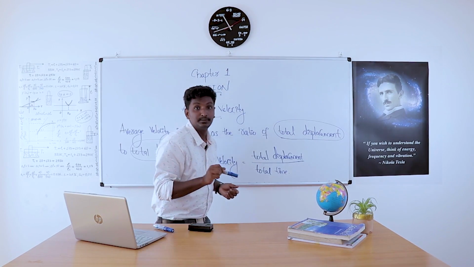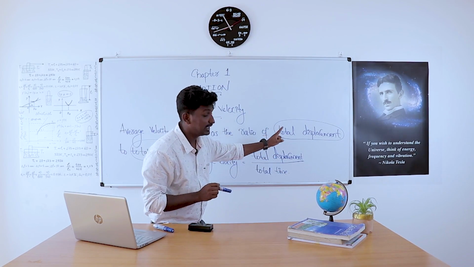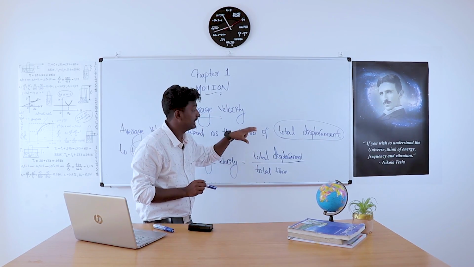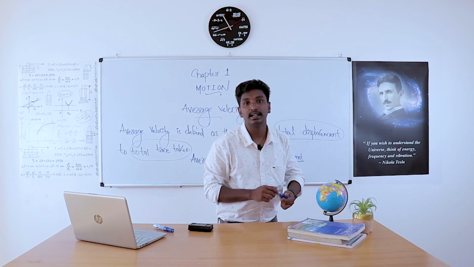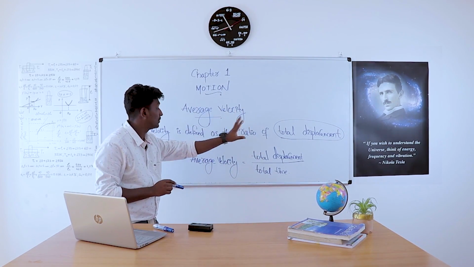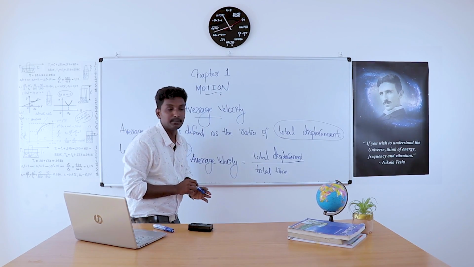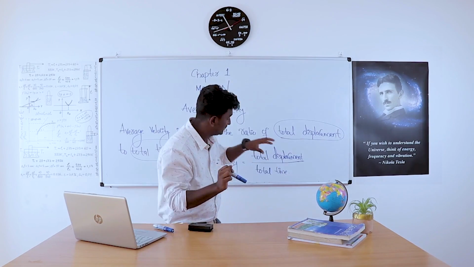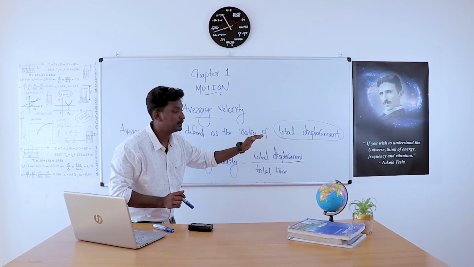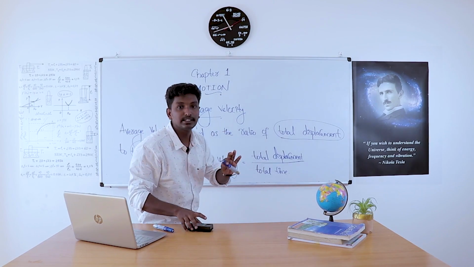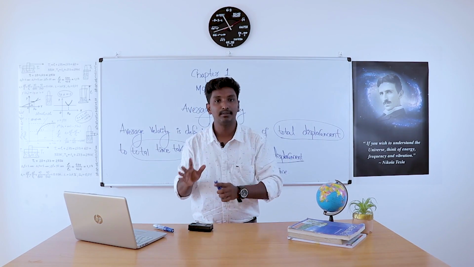In average speed, we are taking total distance and total time. But here we are taking total displacement and total time. Average velocity is the ratio of total displacement to total time. That is, average velocity can be written as average velocity equal to total displacement divided by total time. That's the difference between average speed and average velocity.